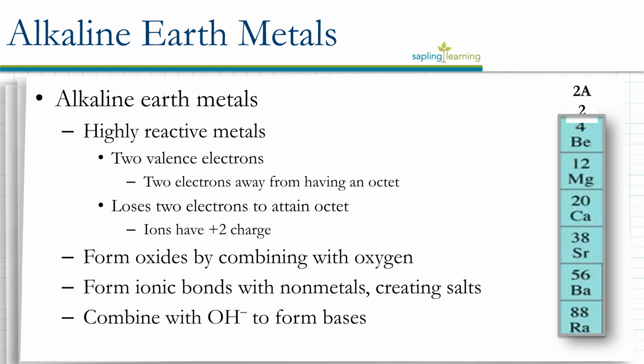Alkaline earth metals, group 2A, are highly reactive metals with 2 valence electrons. They lose these 2 electrons to attain an octet, resulting in a +2 charge. They form oxides, ionic bonds with nonmetals, and bases with hydroxide ions.